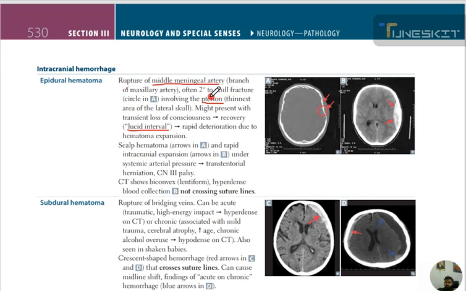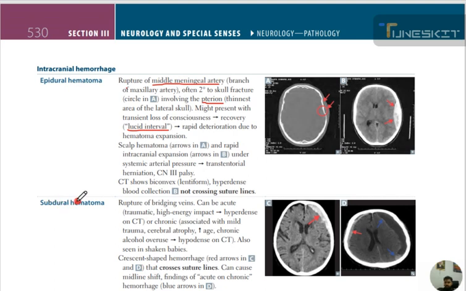The most important part of the skull which is involved is the pterion, might present with transient loss of consciousness. This is the lucid interval and rapid deterioration due to hematoma expansion. This is scalp hematoma and rapid intracranial expansion under systemic arterial pressure, and to diagnose it we should do a CT scan, which shows a biconvex lentiform lesion.